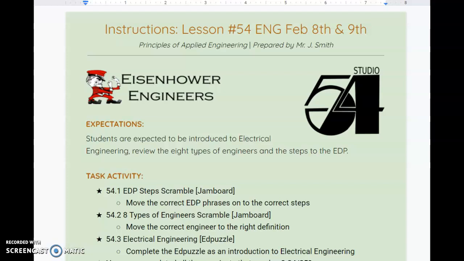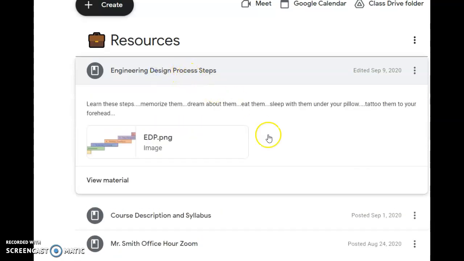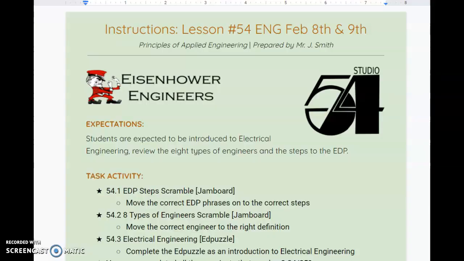And by the way, the 6 EDP steps have been located for the whole time right here at the top of your stuff in your resources. Bam. There you go. There's all 6 of them. So let's get those taken care of.